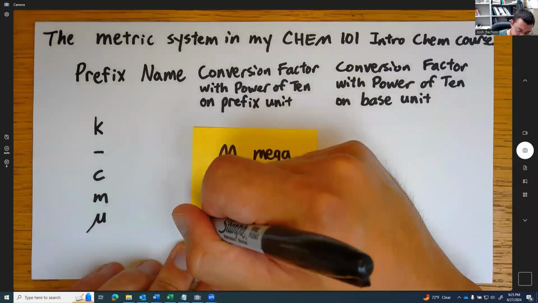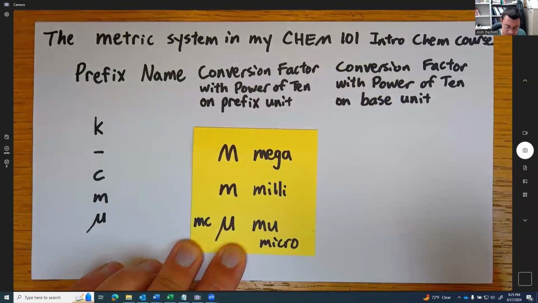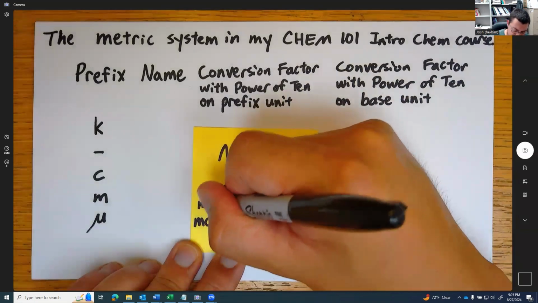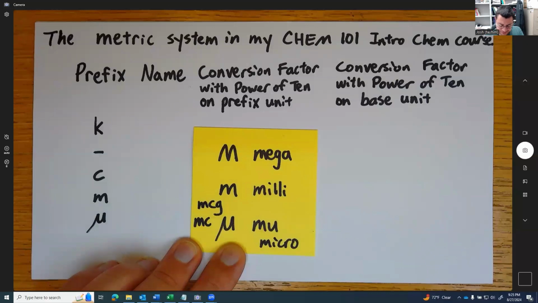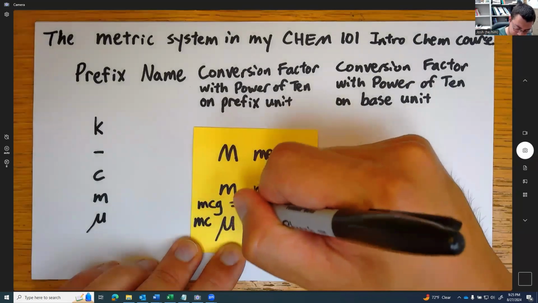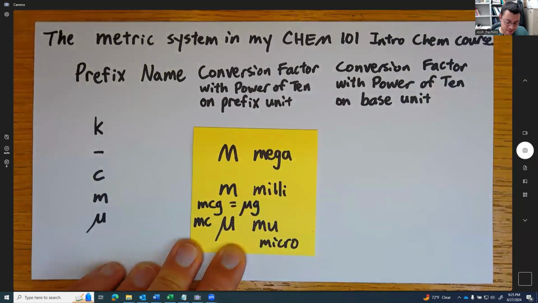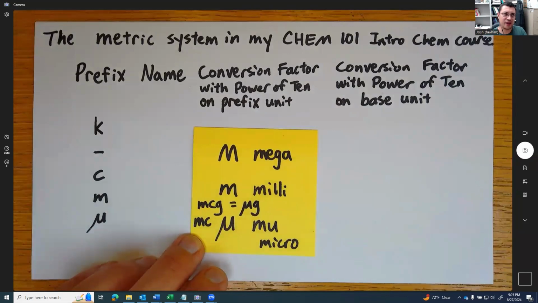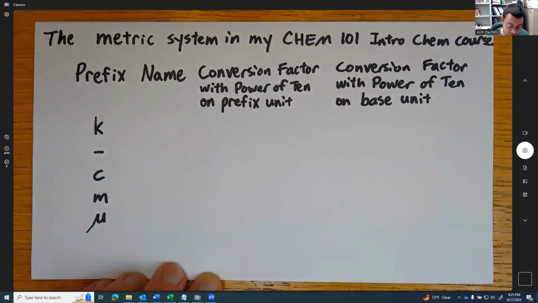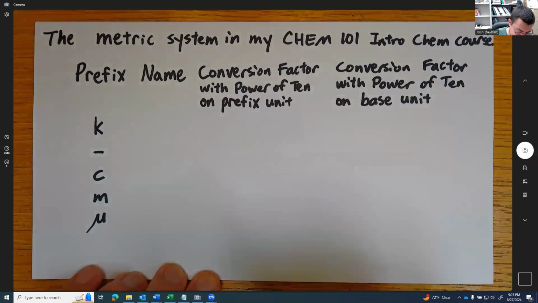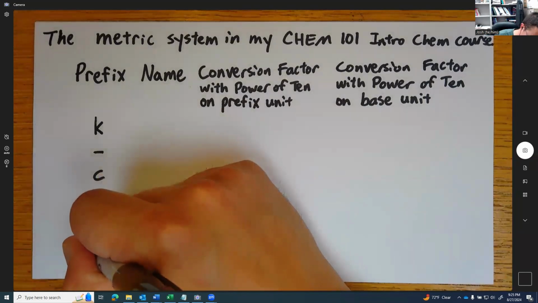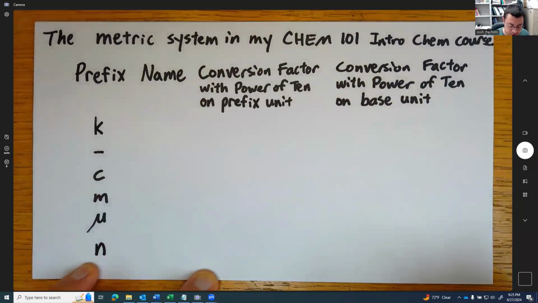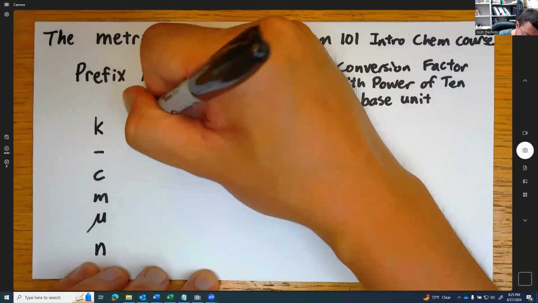Some fields use lowercase mc to mean micro, like maybe you'll read nutrition facts or a water quality report or something. You might see lowercase mcg for a microgram, and that's the same as writing that. In my experience in chemistry, the mu is used more often. That's what I like to do, so we're going to go with that going forward. And then one more prefix of a lowercase n.